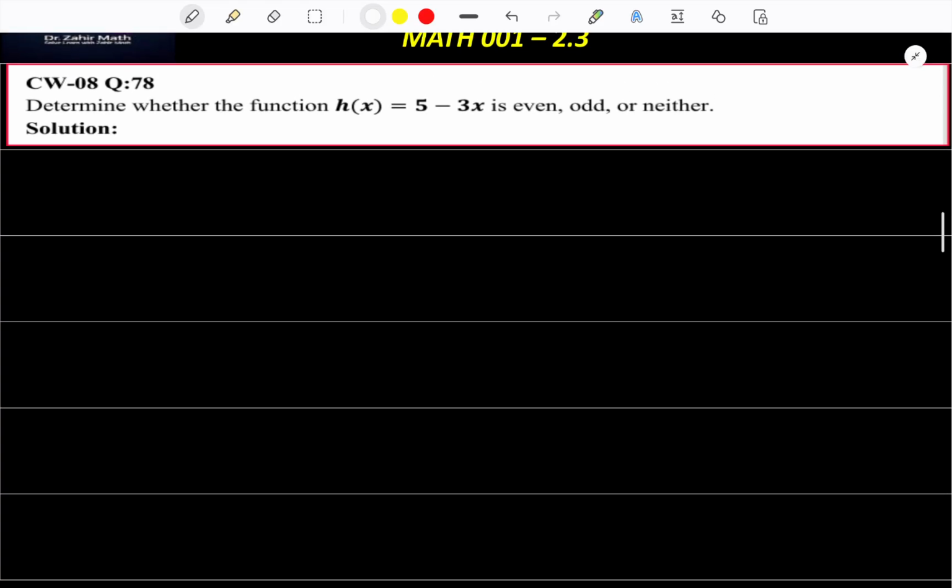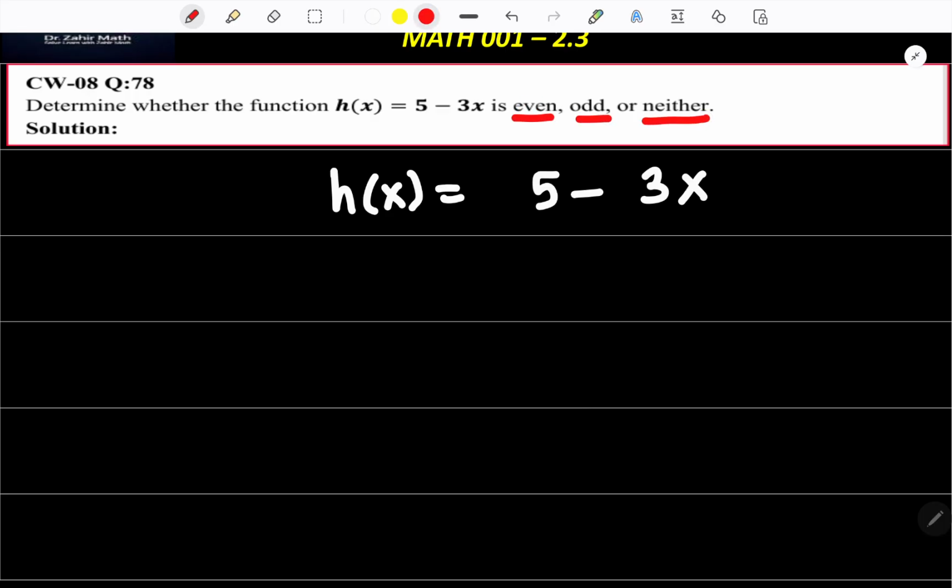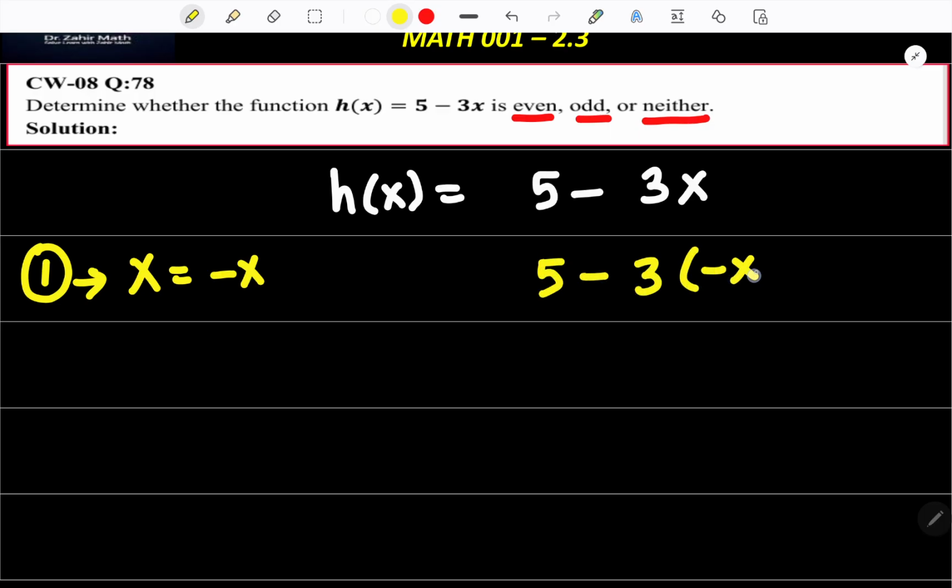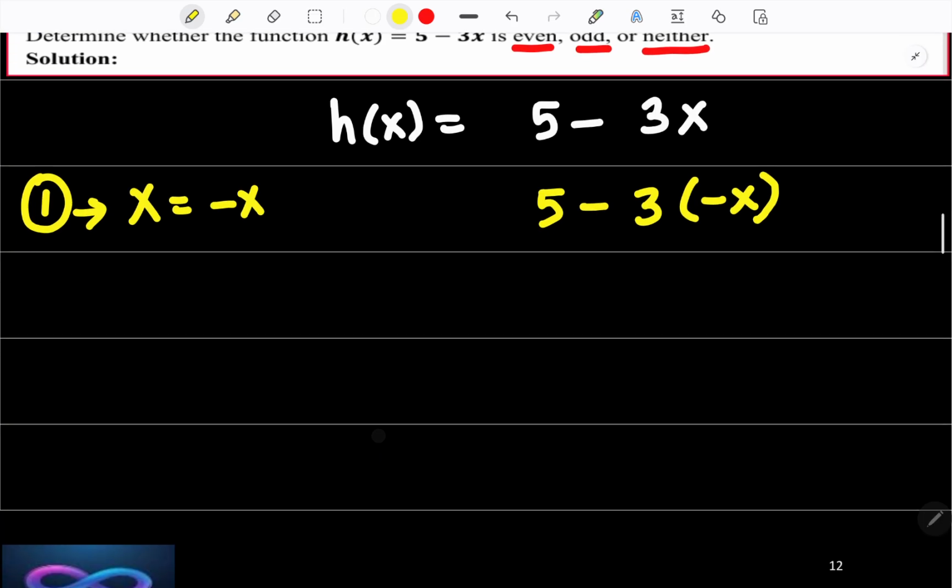The next question is determine whether the function h of x is equal to 5 minus 3x is even or odd or neither. Okay, right. What is step number 1? Step number 1 is put x equals what? Minus x. So what happened here? 5 minus 3 times minus x. Clear? What is step number 2? Step number 2 is simplify.